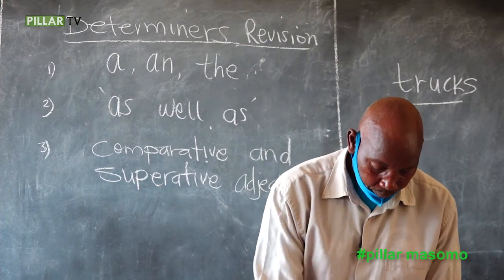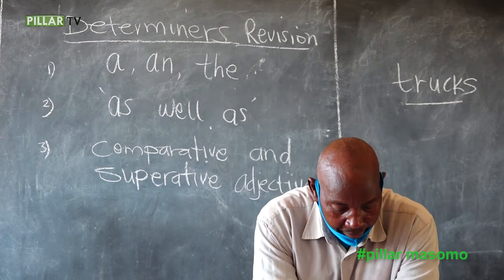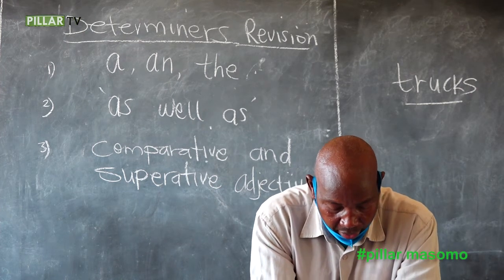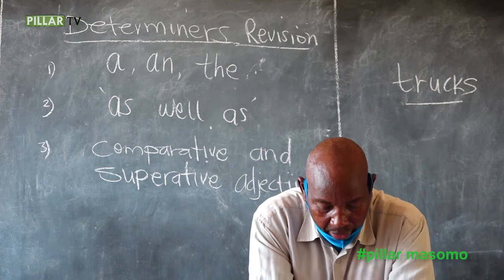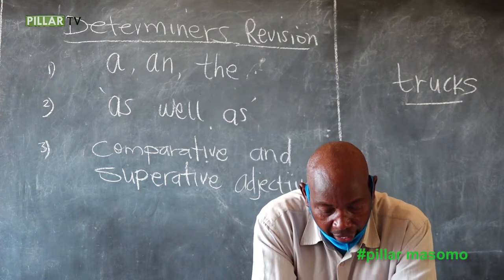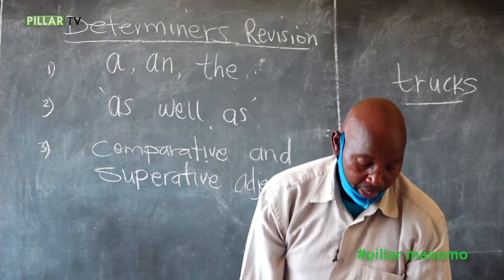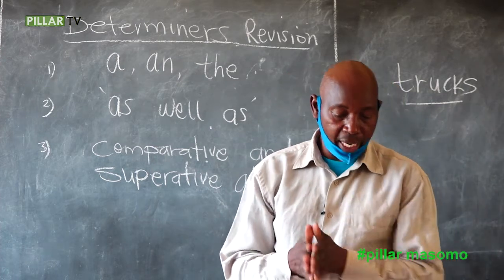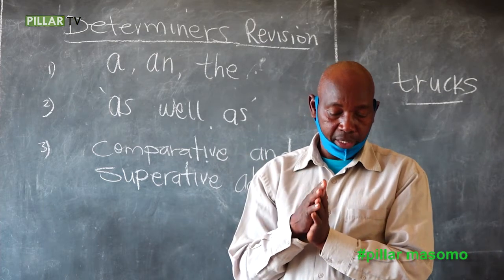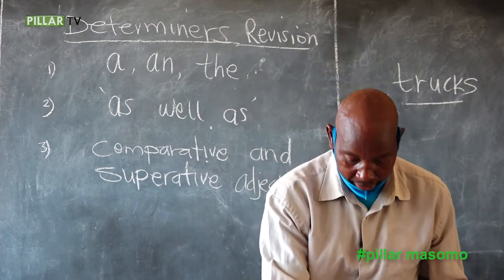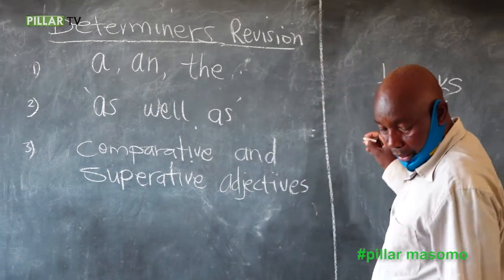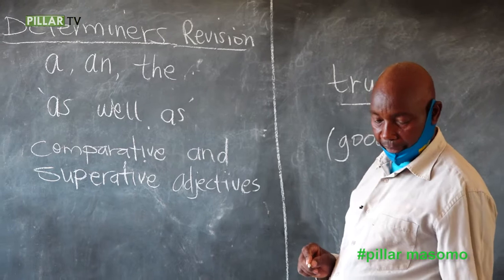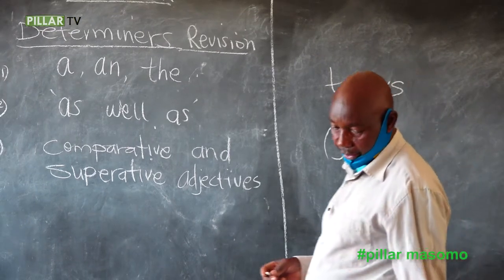So I want to have some sentences here in which we are supposed to use the adjectives in brackets, and we shall use them to fill the gaps which are listed. Sentence number one reads, the gold medal holder is the dash, in brackets, good athlete. That is, the word in brackets is good, and then athlete.